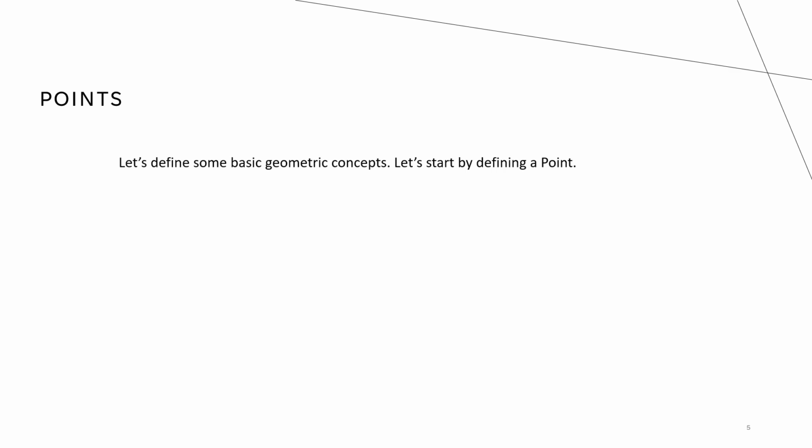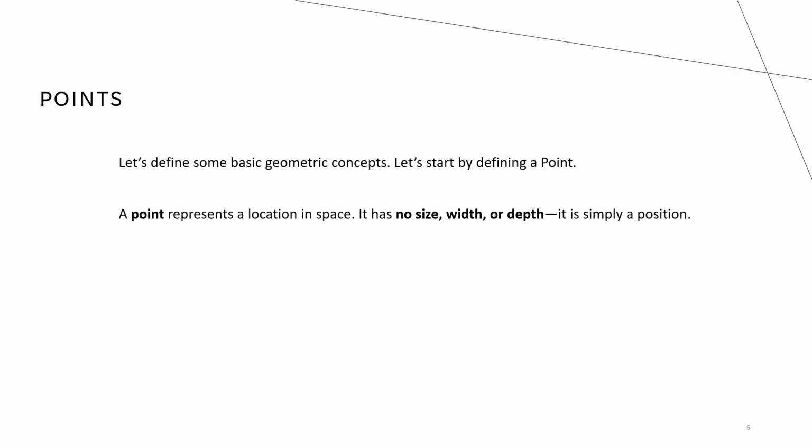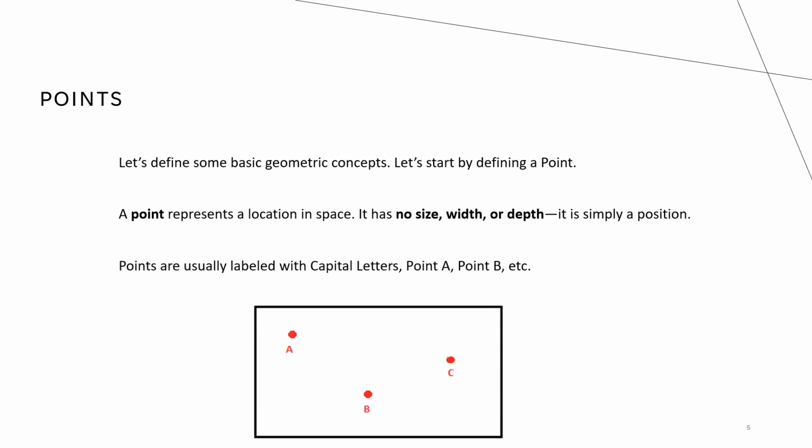Let's define some basic geometric concepts. Let's start by defining a point. A point represents a location in space. It has no size, width, or depth. It is simply a position. Points are usually labeled with capital letters like point A, point B, etc. Here is an example of a labeled point below.